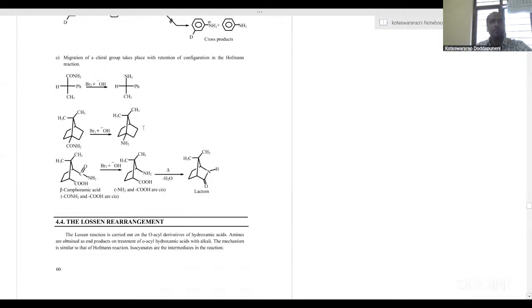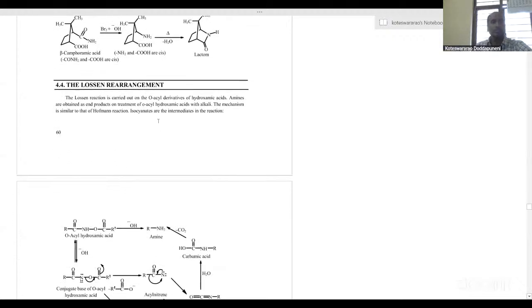Now, the migration of chiral group takes place with the retention of configuration in the Hoffman rearrangement reaction. Suppose an amide which is containing a chiral center is undergoing Hoffman rearrangement. During the migration, there is no change in its stereochemistry. Retention of configuration is generally observed.